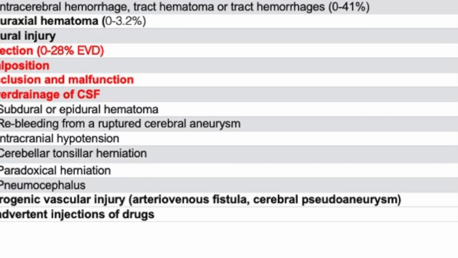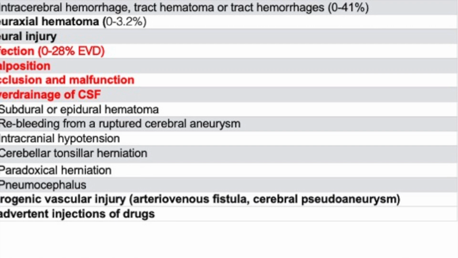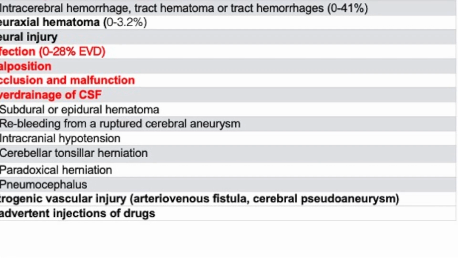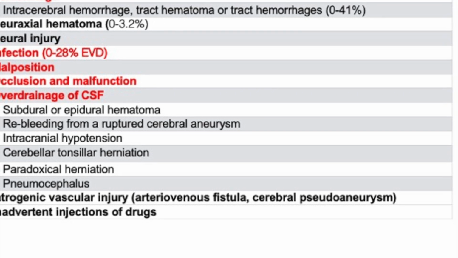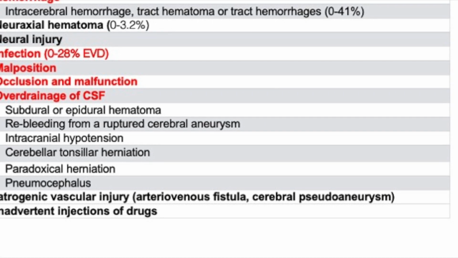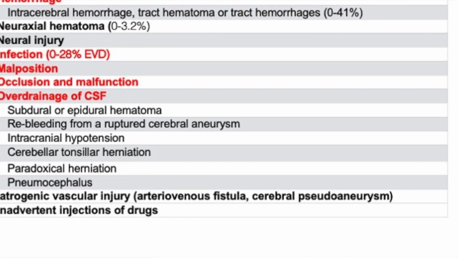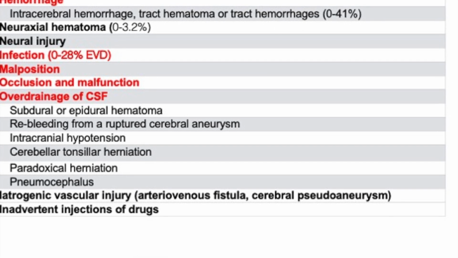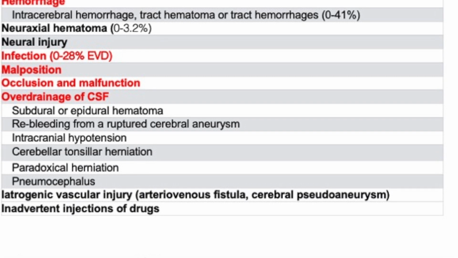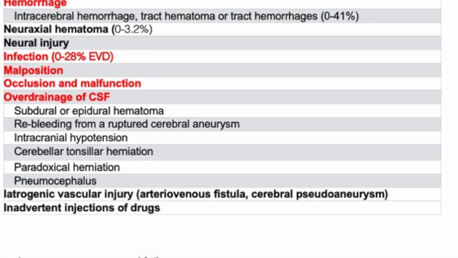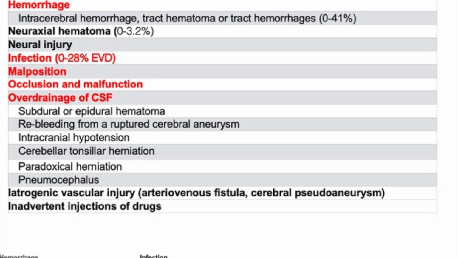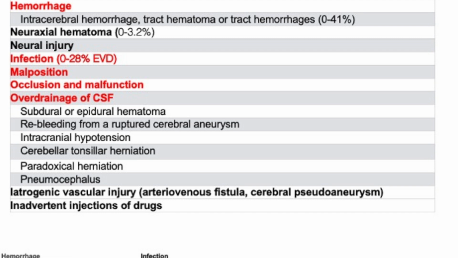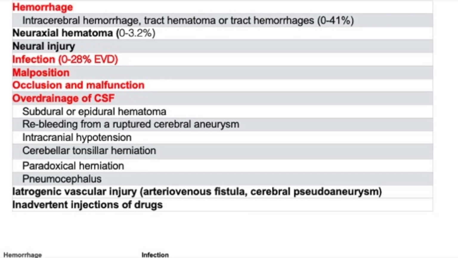Complications associated with EVD placement are unfortunately common. The rate of hemorrhages in the literature ranges from 0 to 41%. However, fortunately, the rate of symptomatic hemorrhage is much lower, around 3%. Aberrant EVD location can lead to neuronal injury as well as hematomas associated with the tract and/or rupture of an intracranial vessel. Infection ranges from 0 to 28%. However, with the advent of antibiotic impregnated catheters, this rate is much lower, around 1 to 3%.